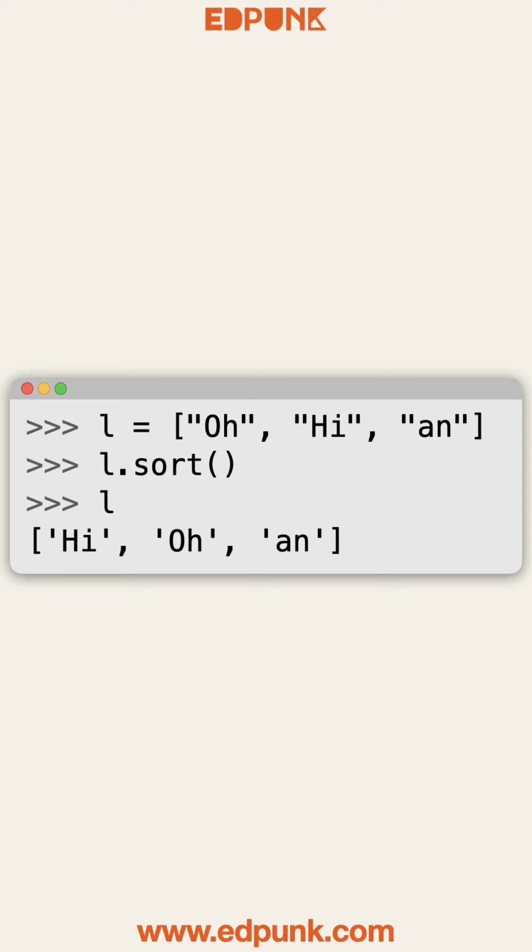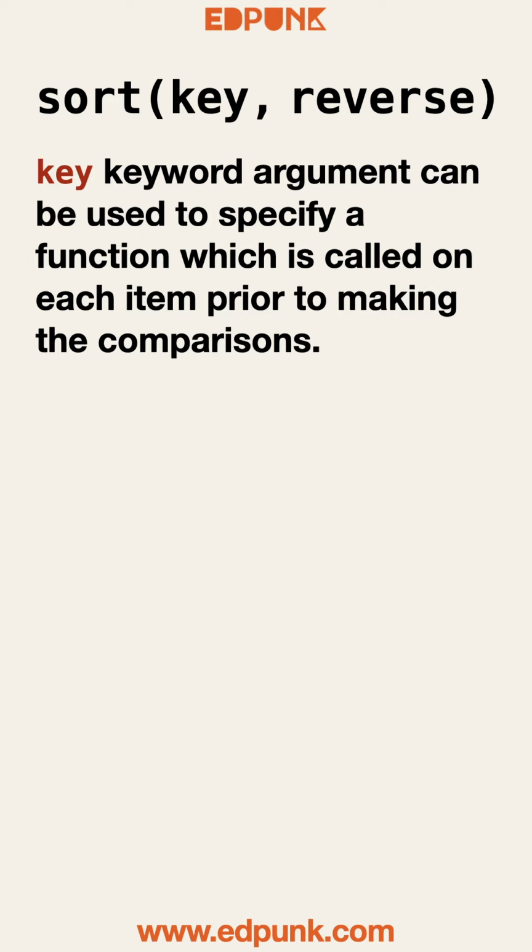To handle such cases and for various other applications, we might want to perform some minor operation on an item before making the comparisons. This can be accomplished using the keyword argument key that can be used to specify a function which is called on each list item prior to making comparisons.